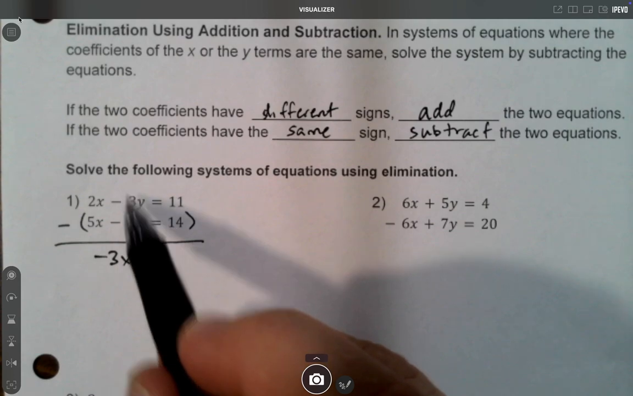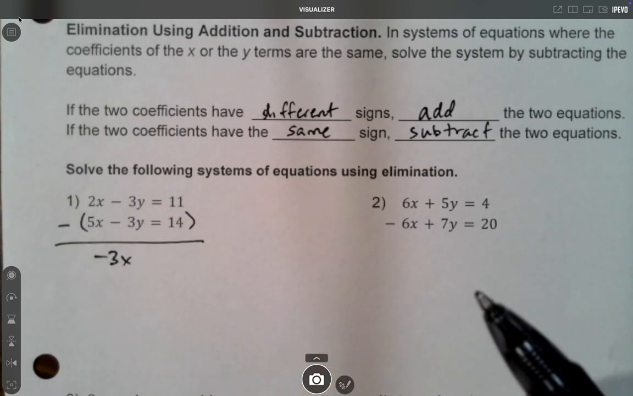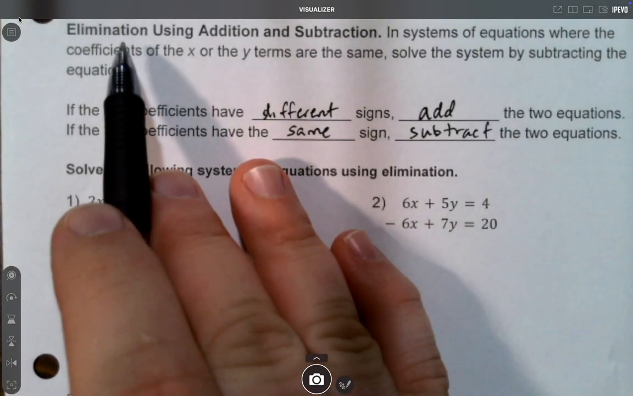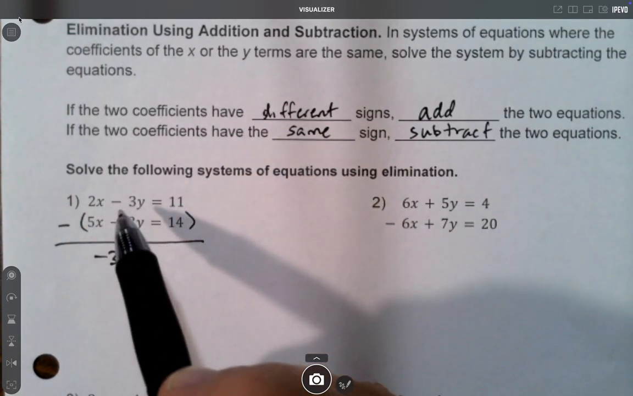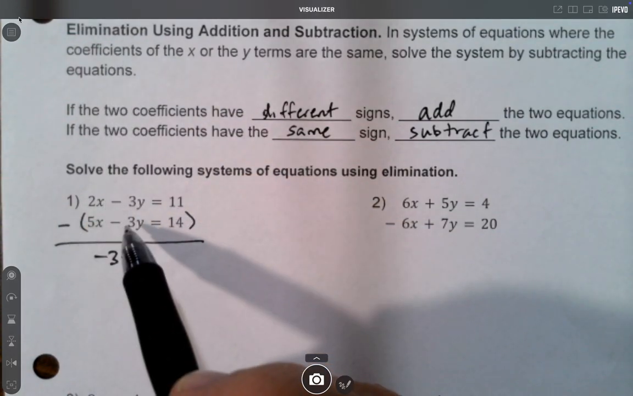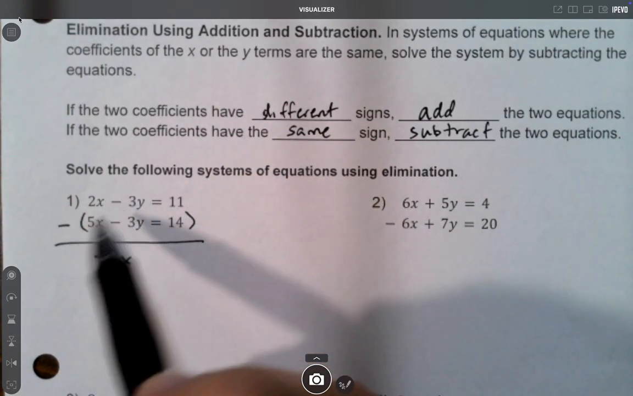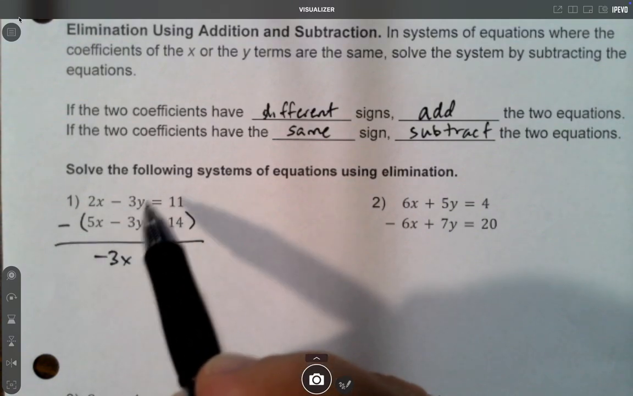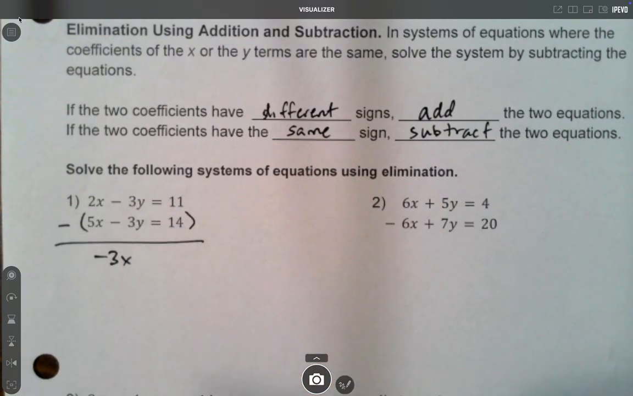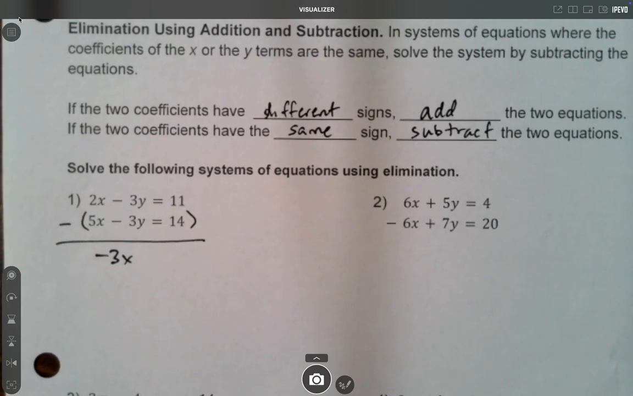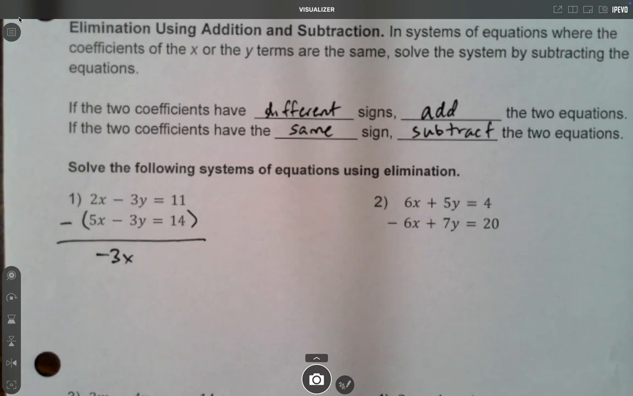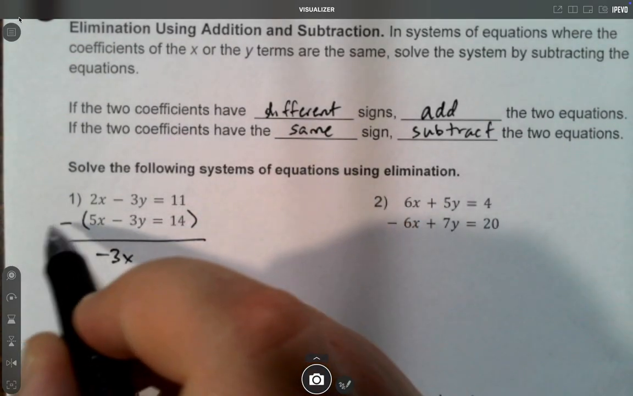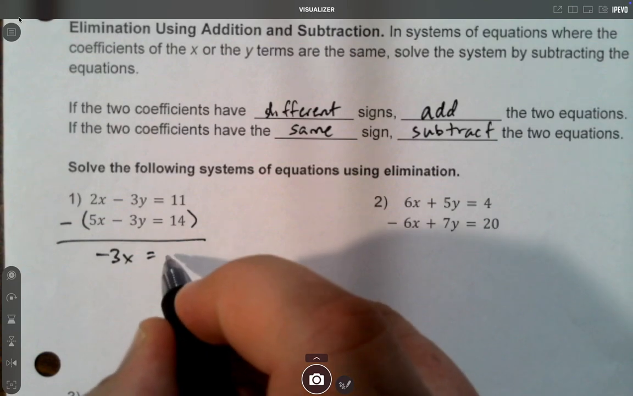So the y's actually cancel out. They get eliminated, which is why this method is called elimination. Because negative 3 minus negative 3 is really negative 3 plus 3. So negative 3y plus 3y is 0. So no y's are left. They are eliminated from the problem. So last we do 11 minus 14, and we get negative 3.